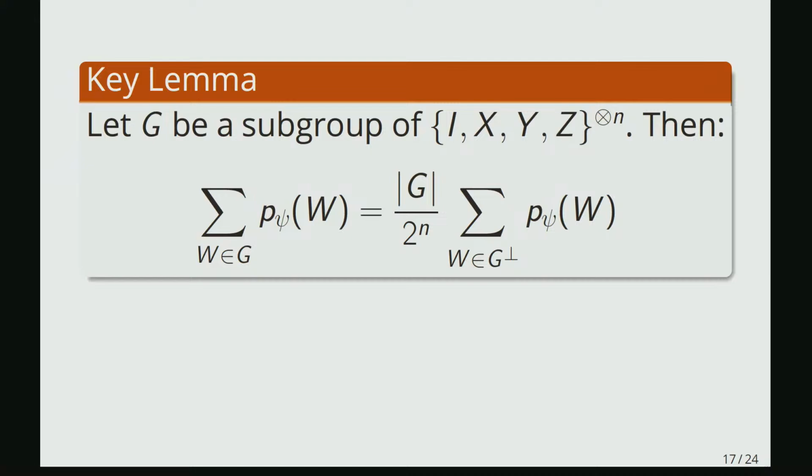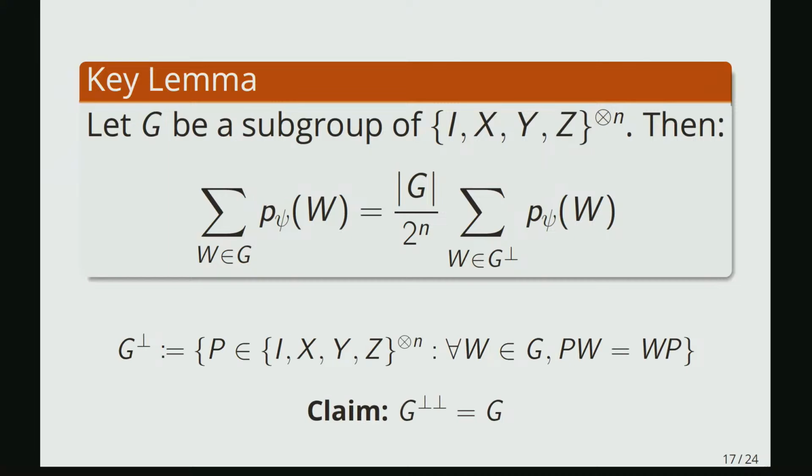So what is this subgroup G perp? It turns out this subgroup G perp is exactly the commutant of G. In other words, it is the set of Pauli operators P such that P commutes with every element of G. And this really is a dual subgroup. You can verify that if you take the commutant of a Pauli subgroup twice, you just get back your original subgroup G. Good. So somehow the mass that p psi places on a group G is related to the mass that it places on the commutant of G. So why is this useful?